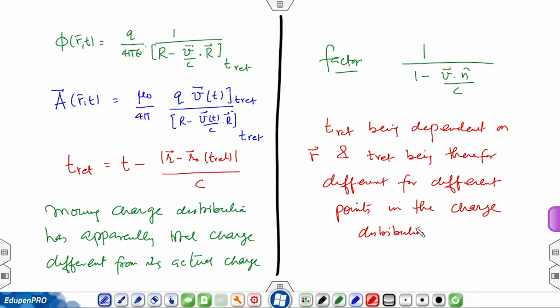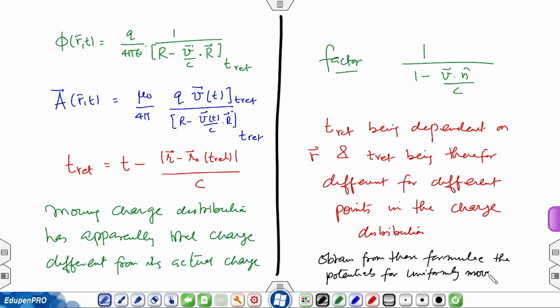I would like to give you a problem here. Obtain from these formulas the potentials for uniformly moving charges, point charges of course.